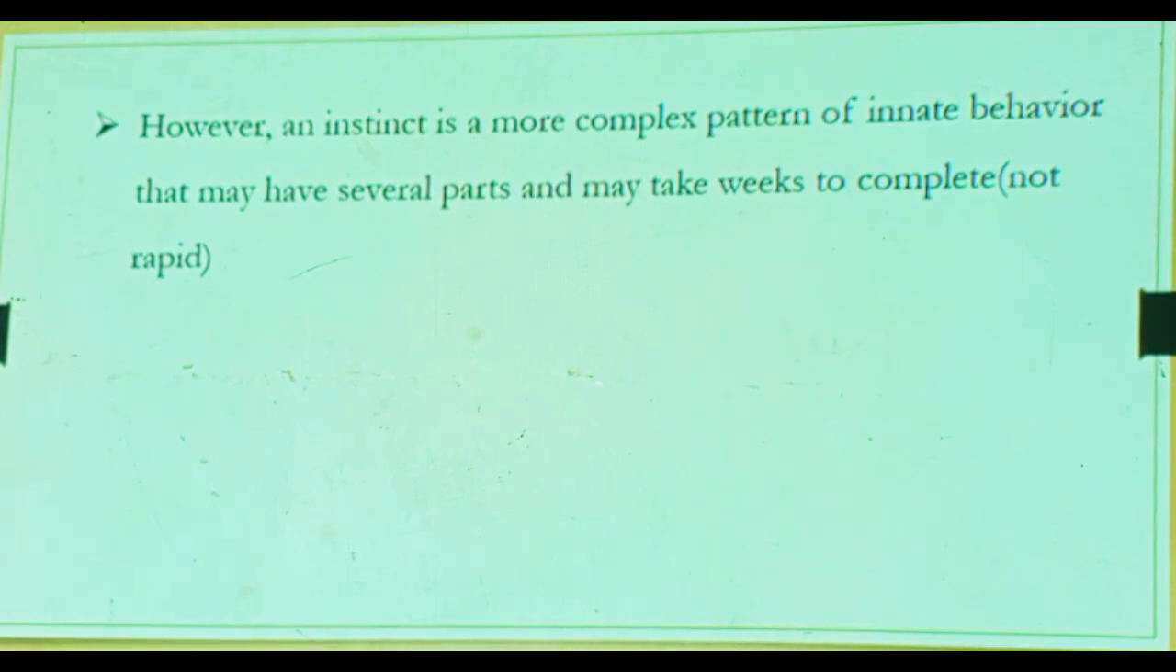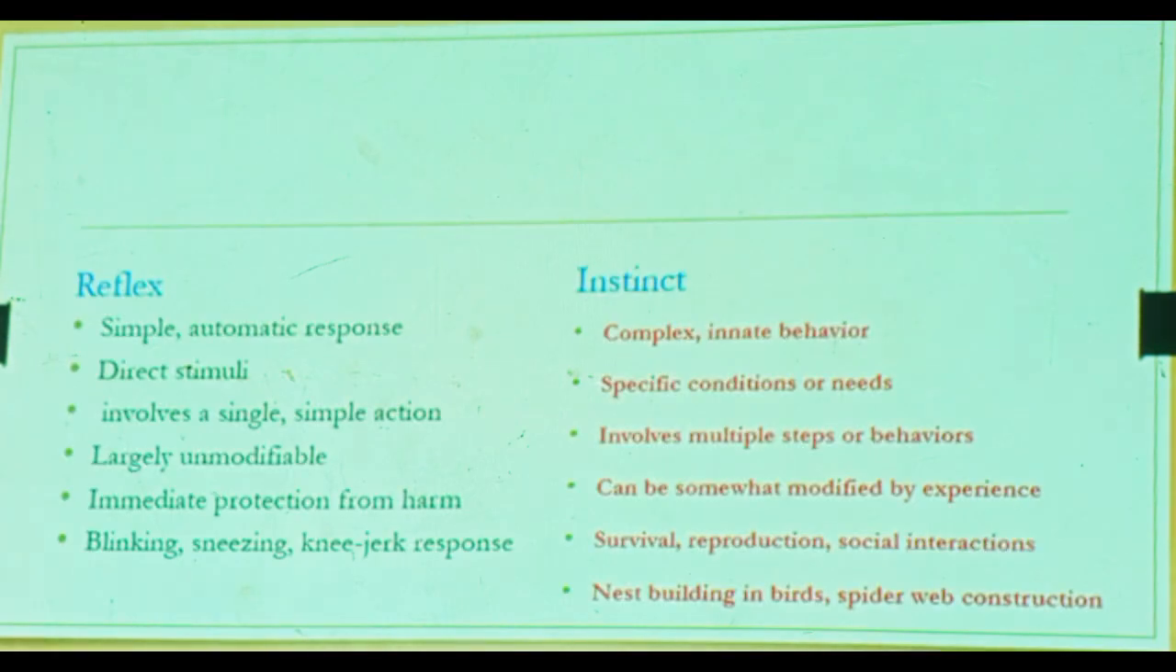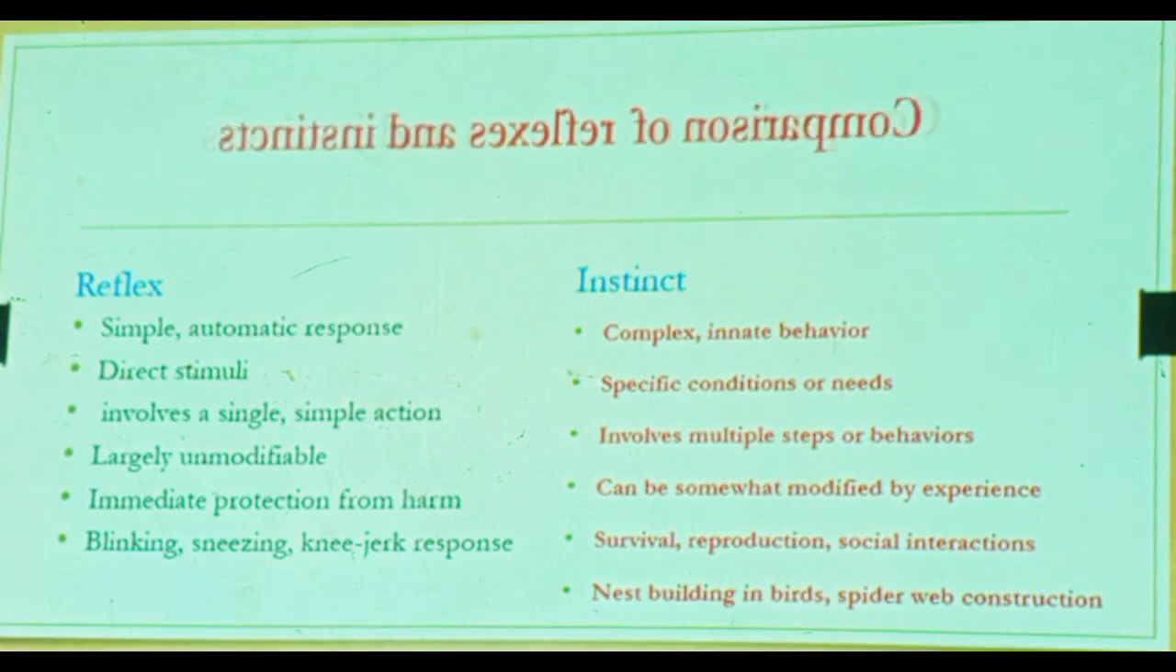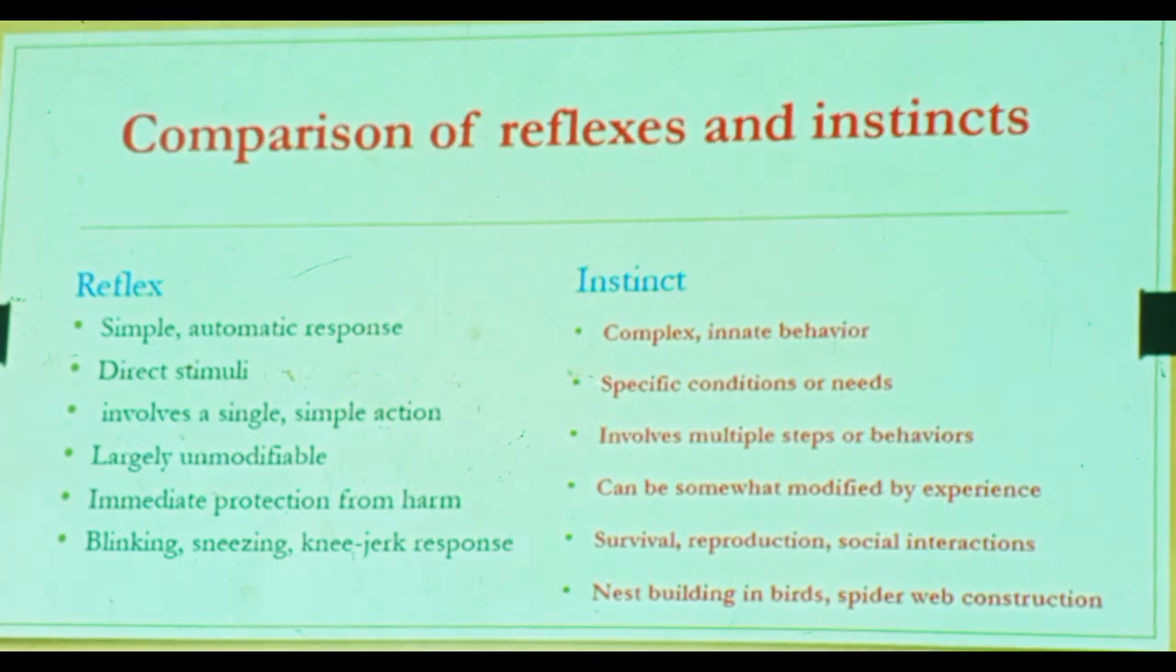So it's not rapid. What makes it different from innate behavior is, one, it's not rapid, it's complex, it's not simple. Instinct is complex, while reflex is a simple, rapid response to a stimulus. And here shows the comparison of reflexes and instincts. First, a reflex is a simple automatic response, whereas instinct is a complex innate behavior.